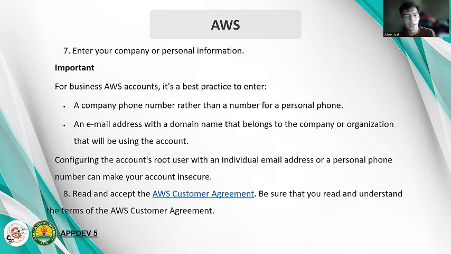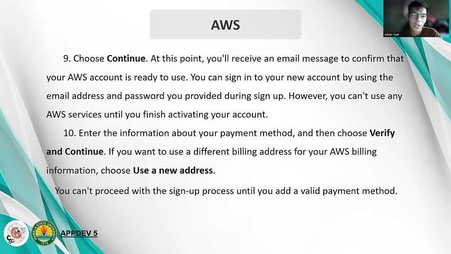Number 8, read and accept the customer agreement. Ensure that you read and understand the terms of the AWS customer agreement. Then number 9, choose continue. At this point, you will receive an email message to confirm your account is ready to use. You can sign in to your new account by using the email address and password you provided during sign up. However, you can't use any account services until you finish activating your account.